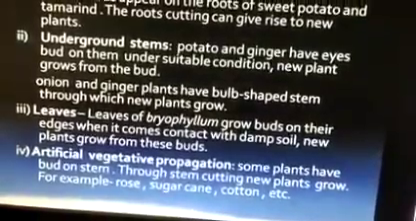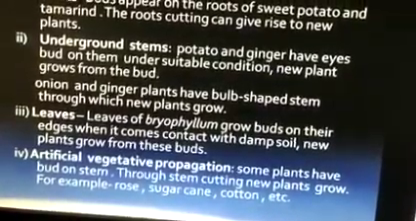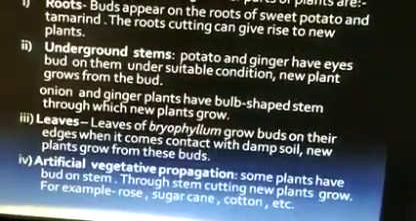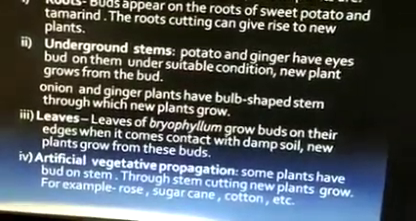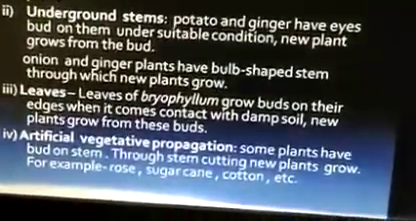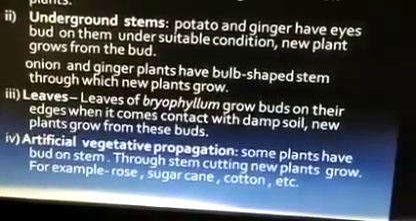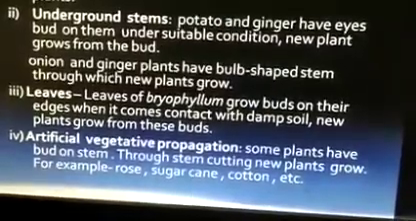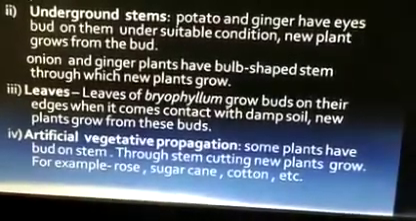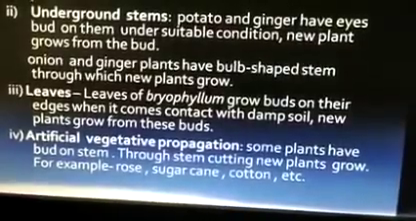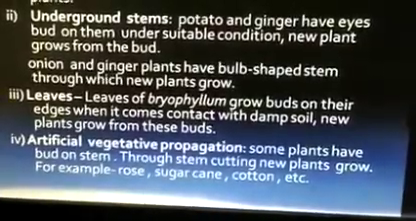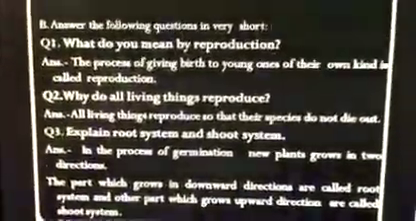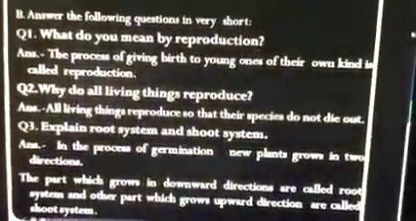Third, leaves. Bryophyllum leaves grow buds on their edges. When they come in contact with damp soil, new plants grow from these buds. Fourth, artificial vegetative propagation. Some plants have buds on a stem. Through stem cutting, new plants grow. For example, rose, sugarcane, cotton, etc. Now move to the B section. Answer the following questions in very short.